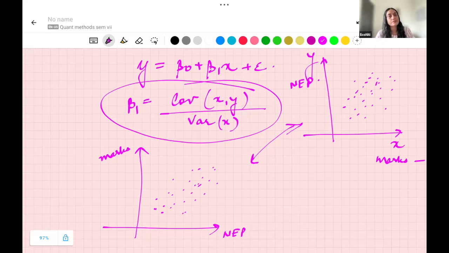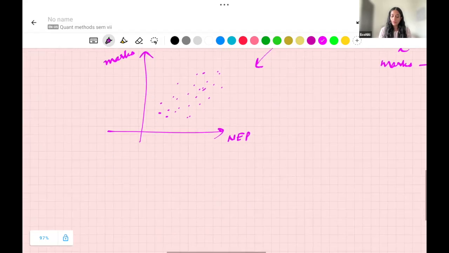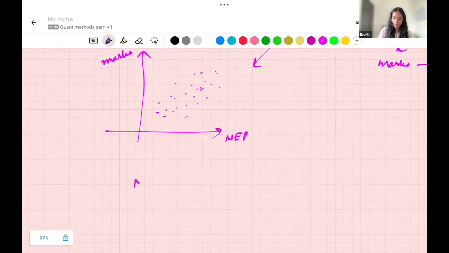Or for the kind of examples that we do in econometrics. Again, continuing with the same example, suppose, as I said, this is your NEP satisfaction levels, and you are seeing how it varies with your CGPA.